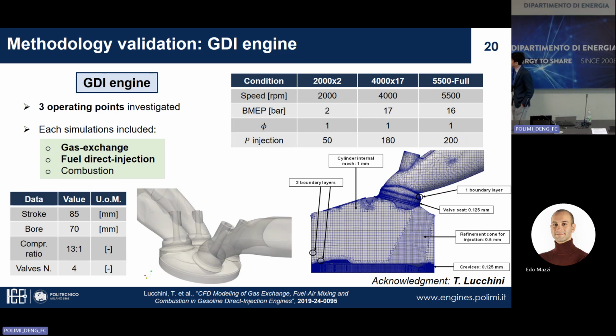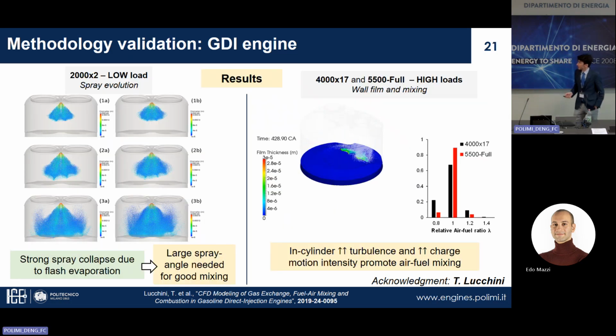You have some information on the mesh here. You can see that the internal base mesh size is about 1 millimeter. Some refinement on the valve seat, where we reach up to 0.125 millimeter, and we applied also a refinement cone for the injection, since we have to model also the direct injection of the gasoline. Here some results.